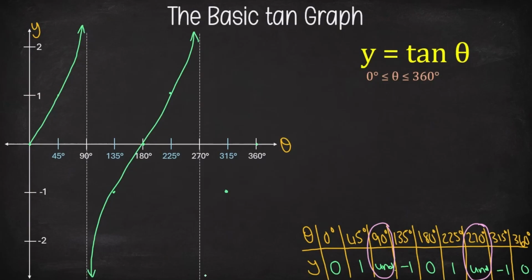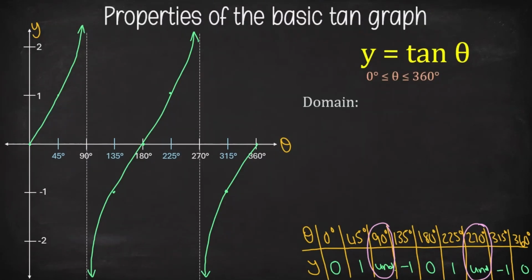And then for this last part, again, I'm going to get as close as possible to this line, and I'm going to go through the dots, but I'm going to stop here because our boundary says we are only going up to 360 degrees. And do not forget the arrow. So this is our basic tan graph from 0 degrees all the way through to 360 degrees.